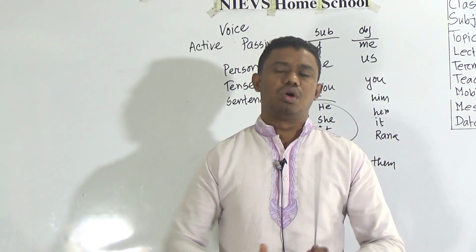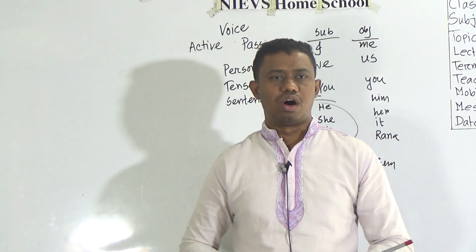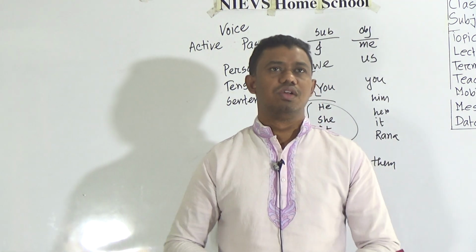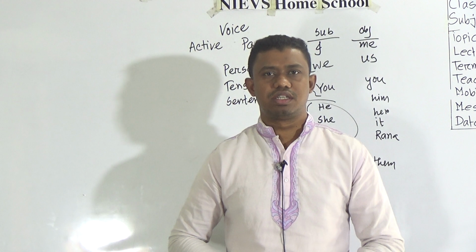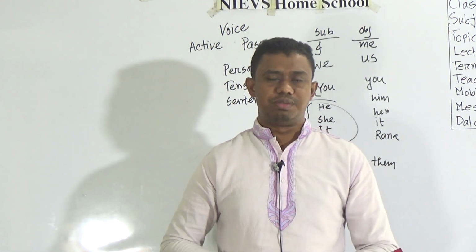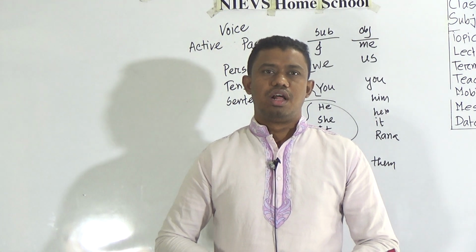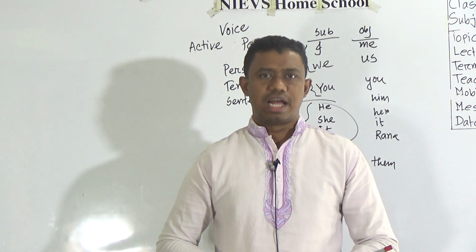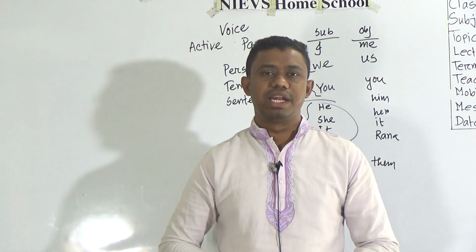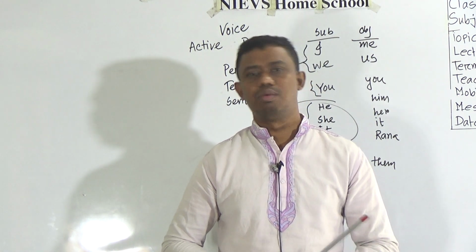Okay, so what would be the passive form of future perfect tense? So that would be subject, then shall or will, have, then been, then the past participle form of the verb.